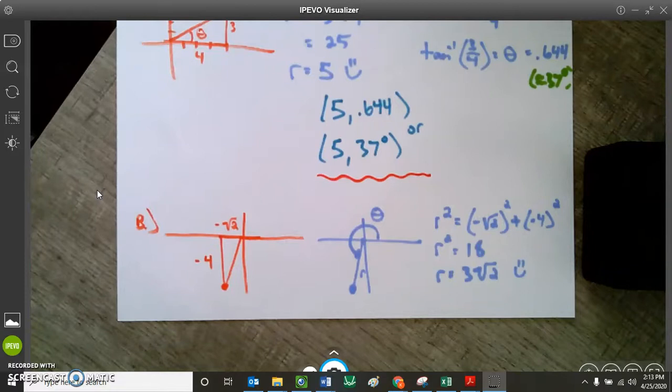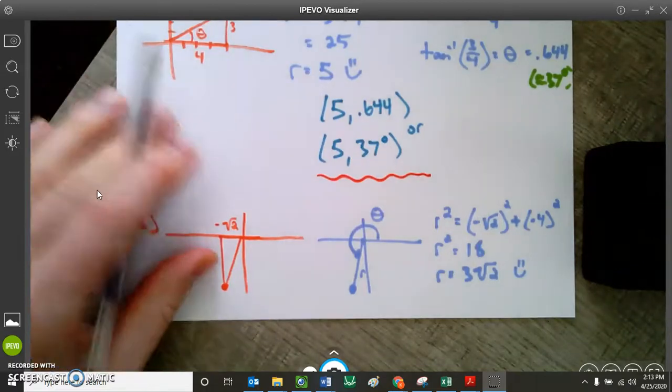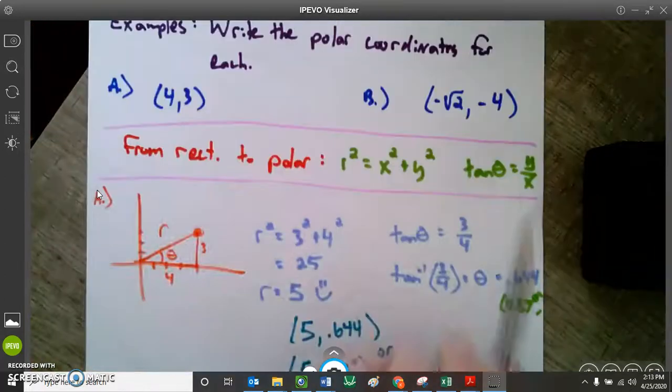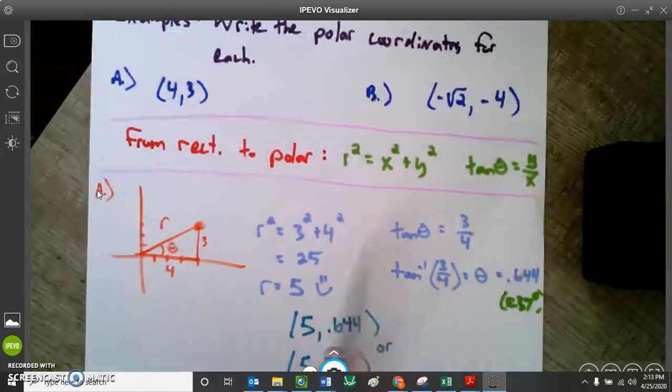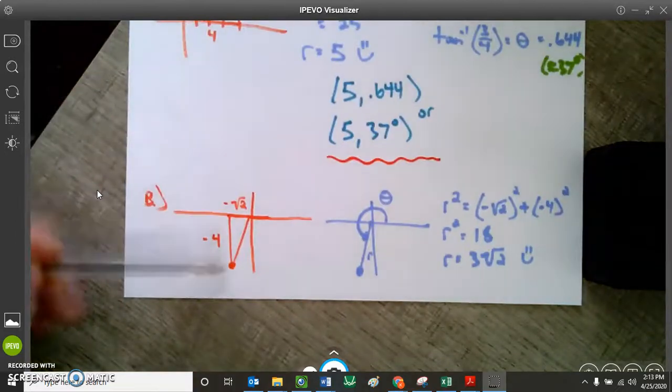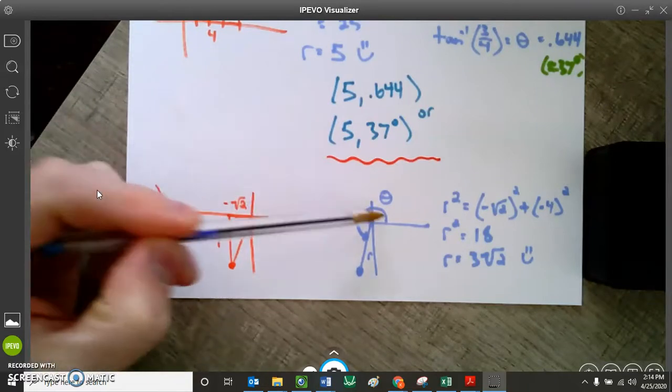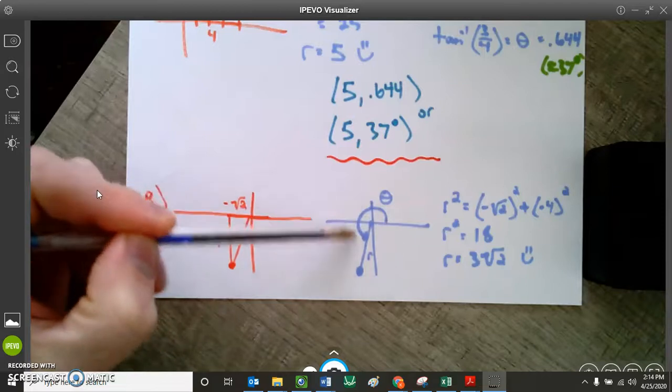If you're just jamming things into formulas blindly and not really understanding where they're coming from, you would get this one wrong. As is, it says tangent of theta is y over x. Well, the y coordinate's negative 4, the x coordinate's negative root 2. If you just jam that into your calculator, you're going to get 70 degrees. But we can look at this and say, this is not 70 degrees. This is more than 70 degrees.